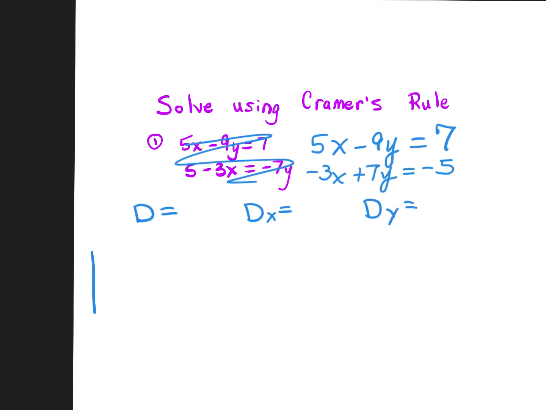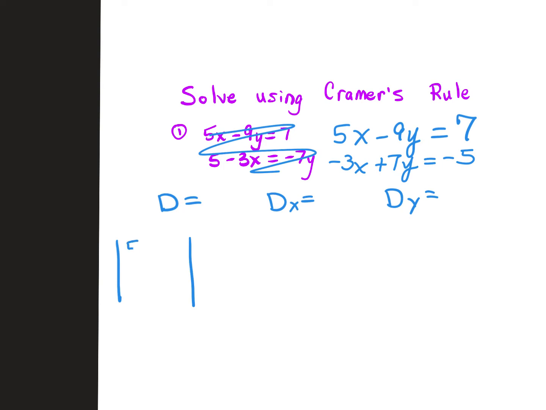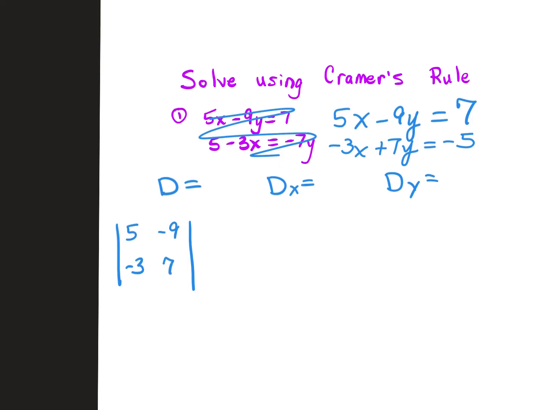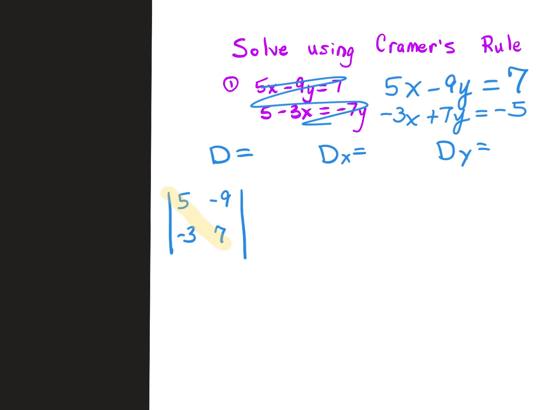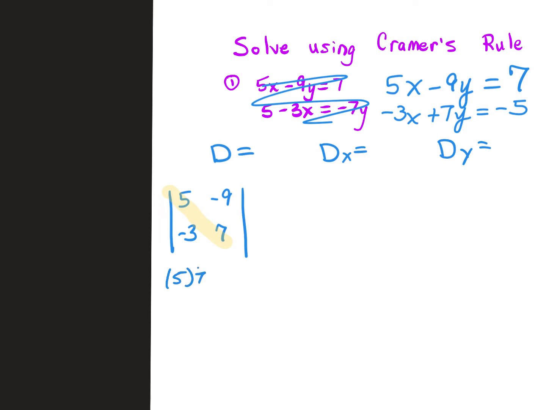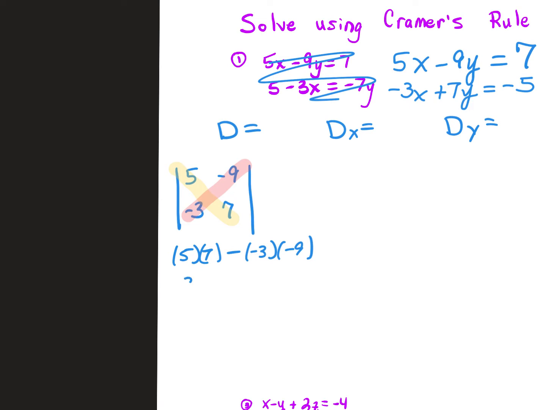So your determinant matrix is just your coefficients. We're going to find the value of our determinant matrix. Our coefficients of x, my x column would be 5 and negative 3. My y column would be negative 9 and positive 7, right? And then we say our major, which is top left to bottom right. So that would be 5 times 7 minus your minor, which would be what? Negative 3 times negative 9. So 5 times 7 is 35 minus, what's negative 3 times negative 9? 27. Then 35 minus 27 is how much? 8. Positive 8.